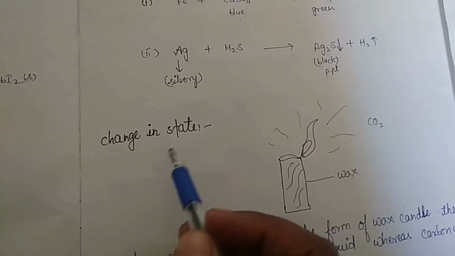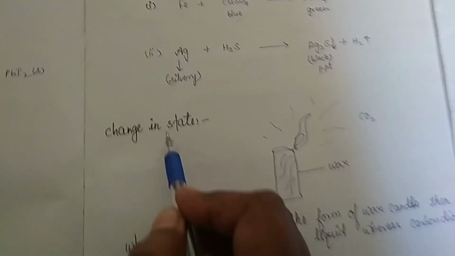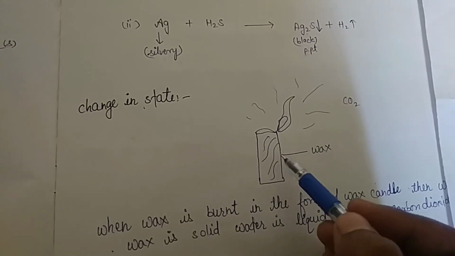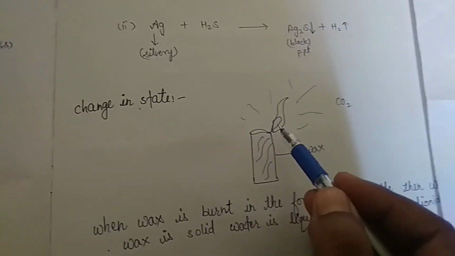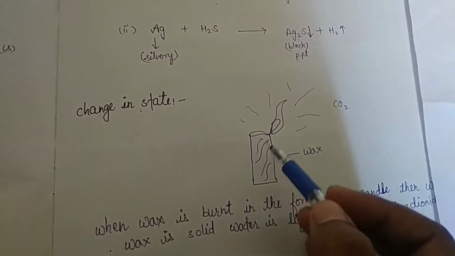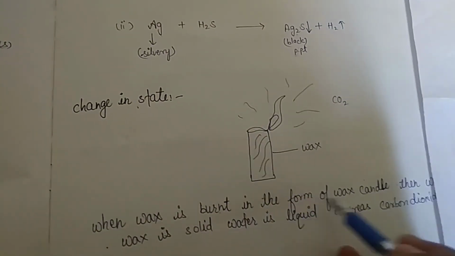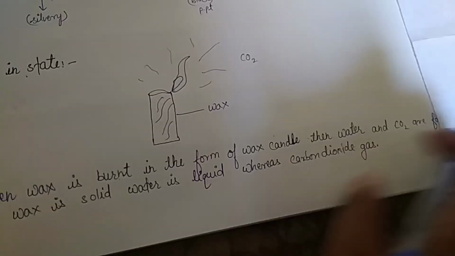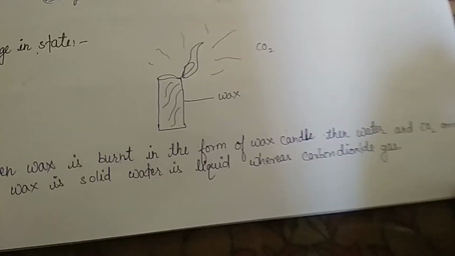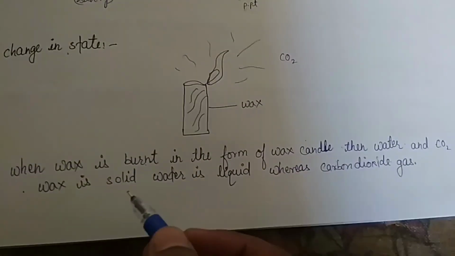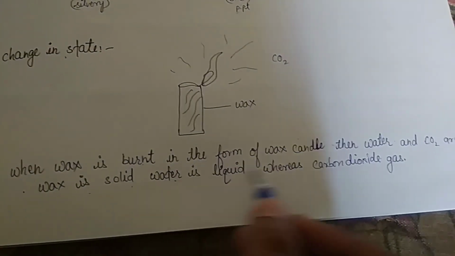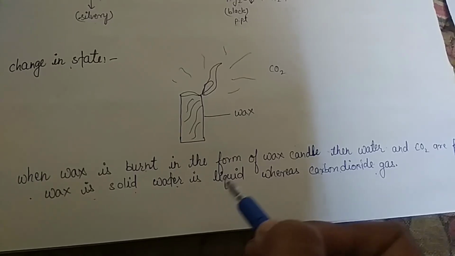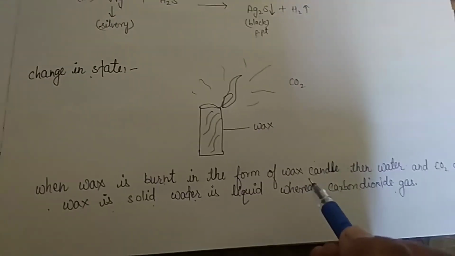Now our last observation is change in state. See children, a very common example. Suppose we take a burning candle, and we know that it is made up of wax. There is a wick in which carbon is present. So when wax is burnt in the form of a wax candle, then water and carbon dioxide are formed. Wax is solid, water is liquid, whereas carbon dioxide is gas. So there is a change in state from solid to liquid and liquid to gas. It means a chemical reaction has taken place.